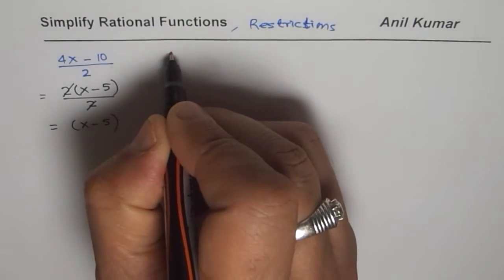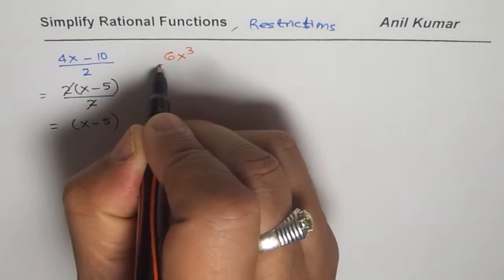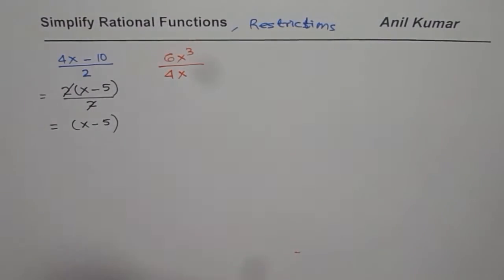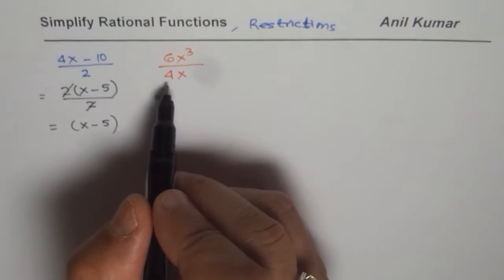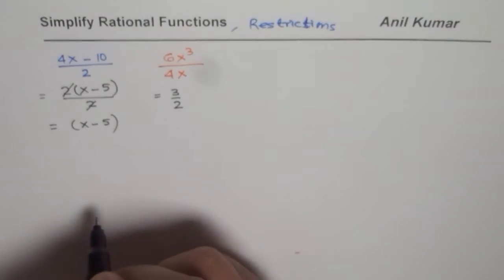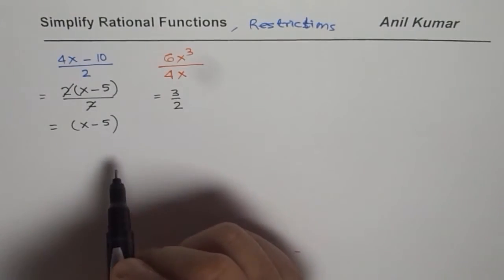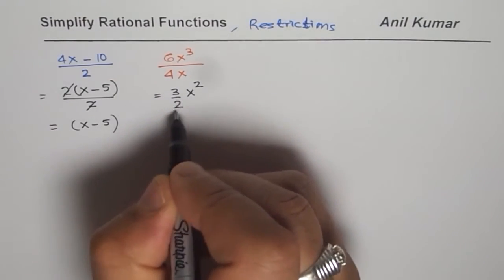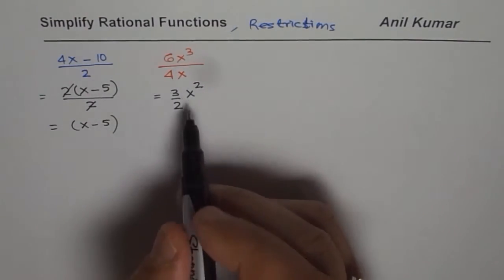Let us say an example like 6x cubed divided by 4x. In this particular case, we could further simplify it, since between 6 and 4 we have a common factor. The greatest common factor is 2. So both can be divided by 2. So we get 3 over 2 as far as numbers are concerned. As far as the x values are concerned, x cubed divided by x is x squared. So we get 3 over 2 times x squared. So that is a simplified form of the given rational expression.